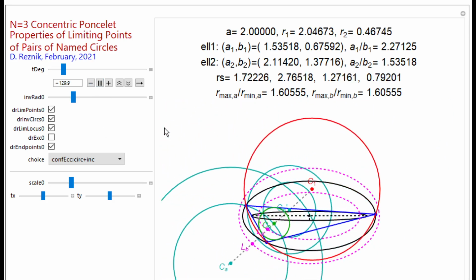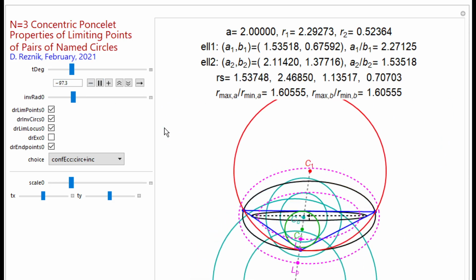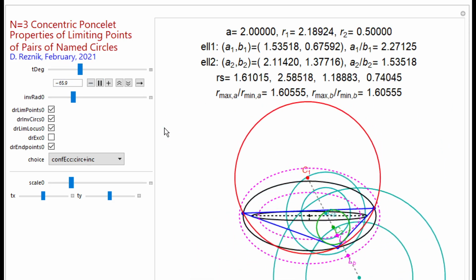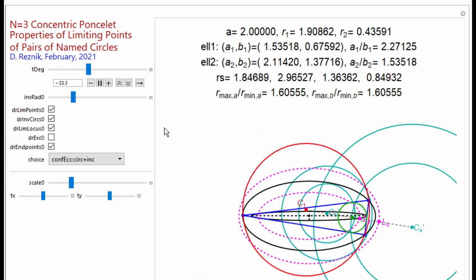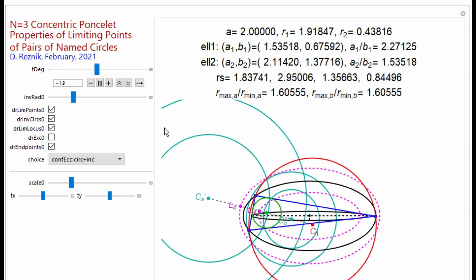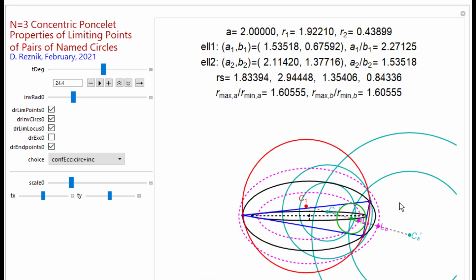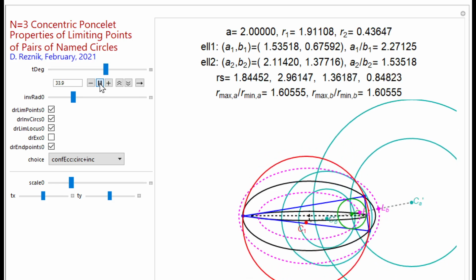The pairs of concentric circles that are a result of the inversion of the incircle and the circumcircle with respect to either limiting point, I can watch that first concentric pair centered on CA prime, and I can watch the second concentric pair centered on CB prime. Now notice that the ratio of outer to inner radius is 1.6055.